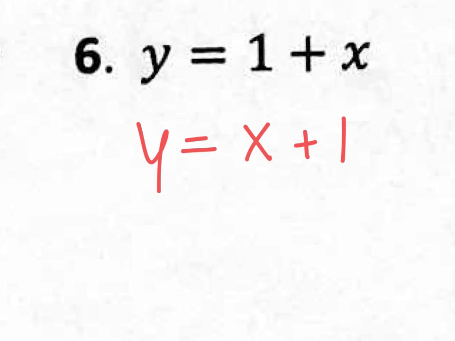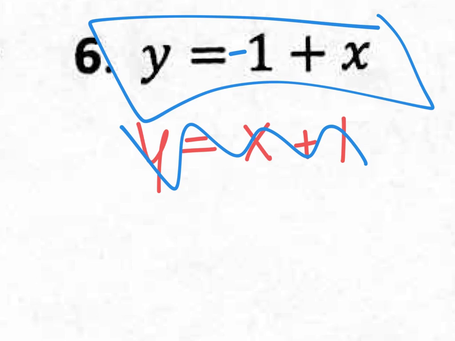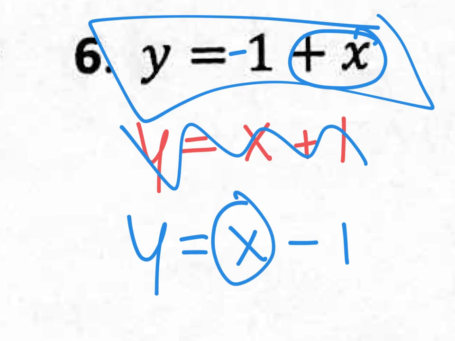So if, let's say, it would have been a negative 1. All right? Let's go back to this. Let's pretend it said y equals negative 1 plus x. Then you'd have to rewrite it as y equals x minus 1. Does that make sense? Because it's a positive x, there it is, positive x, and this is a negative 1, and that is a negative 1. If it were negative. Man, I made a mess.